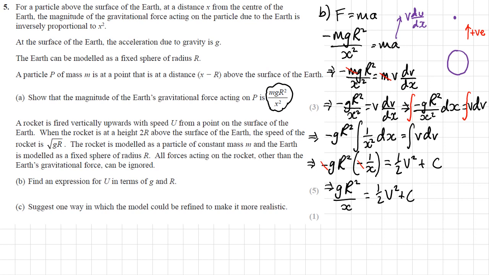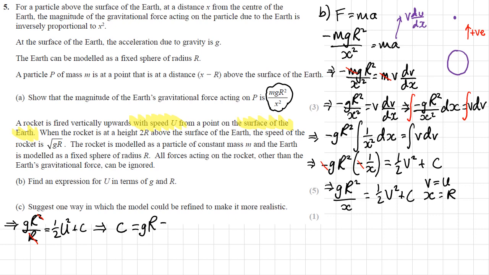The way I'm going to do that is to look at the information that's given. When the rocket is on the surface of the Earth, v is equal to u, and its distance from the centre of the Earth is r, so x is equal to r. So let's put those values in and work out the value of the constant. We'll have g r squared over x, which is r, is equal to half u squared plus c. I can see that the r's are going to cancel out. So this basically leaves me with a constant c equal to gr minus half u squared.